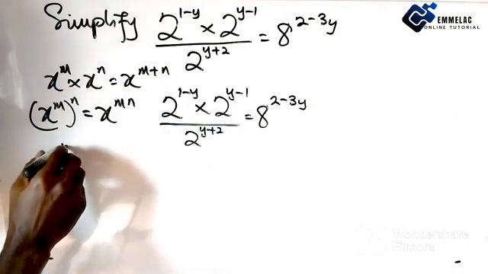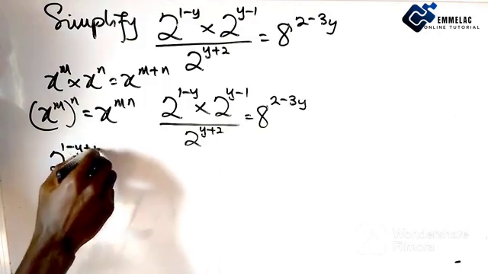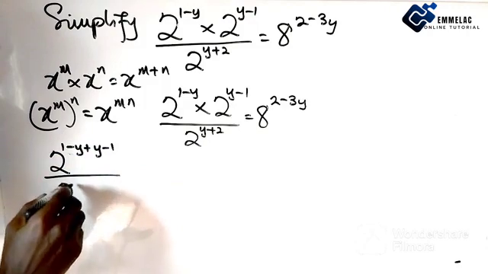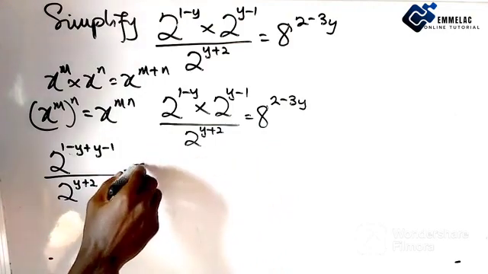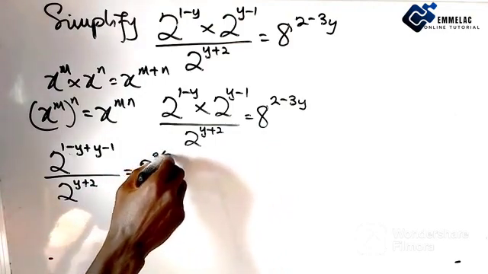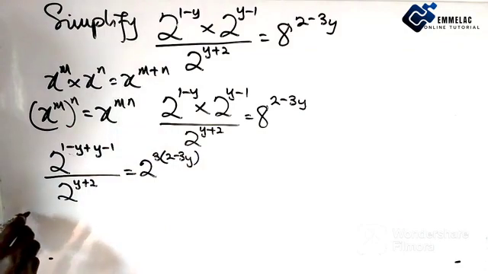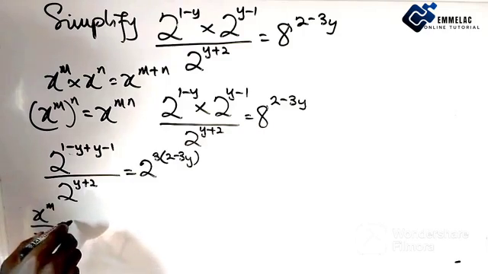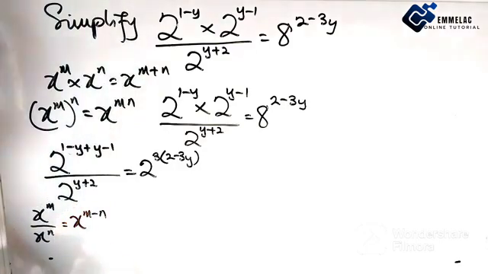Alright, here we can now say this is 2. Applying this rule here, we have 1 minus y plus y minus 1, then over 2 raised to the power y plus 2. You can also change this to a base of 2, which is 2 raised to the power 3 into 2 minus 3y. Now there is a rule that says that x raised to the power m over x raised to the power n equals x raised to the power m minus n. So applying that rule here.